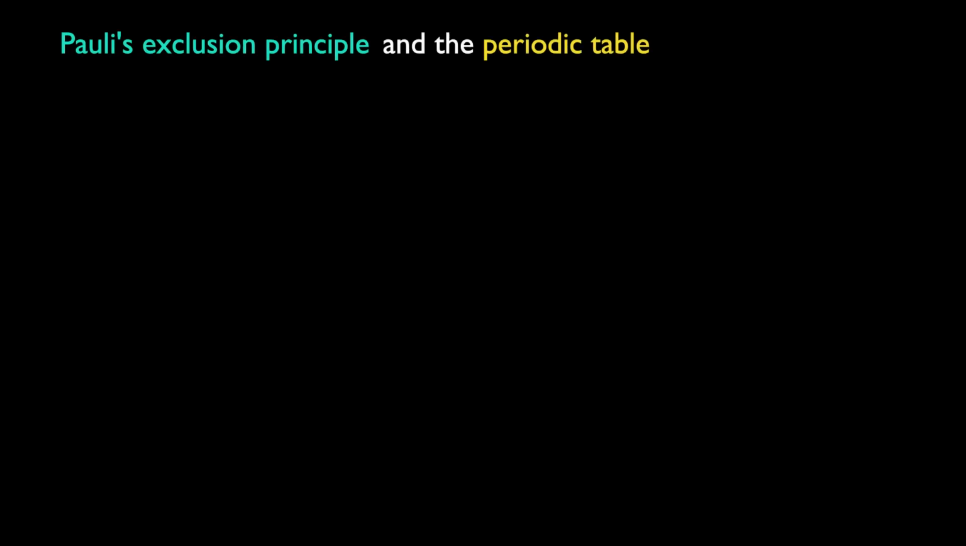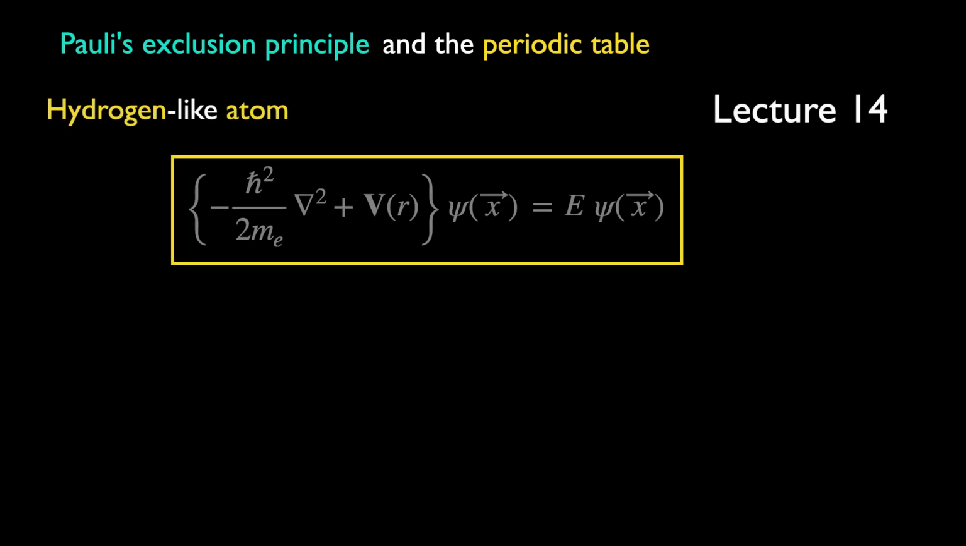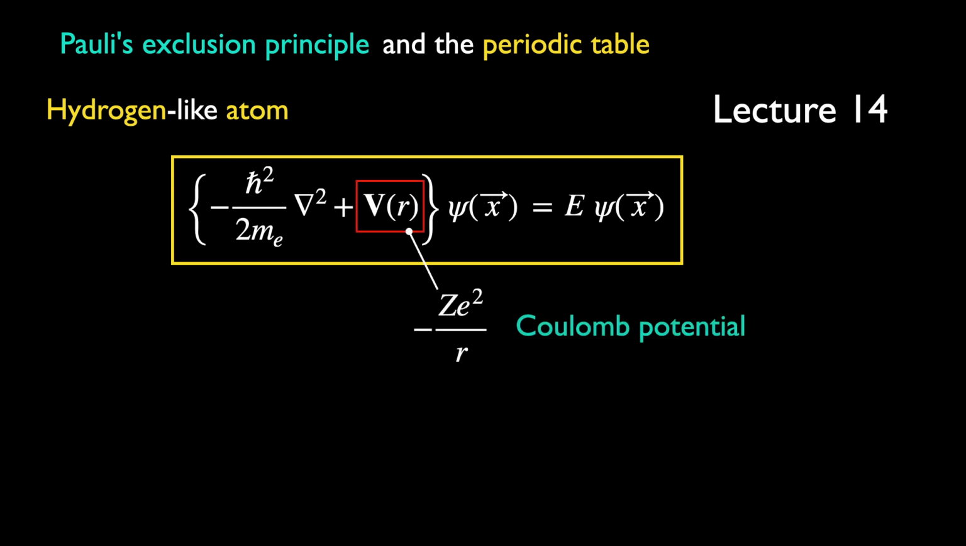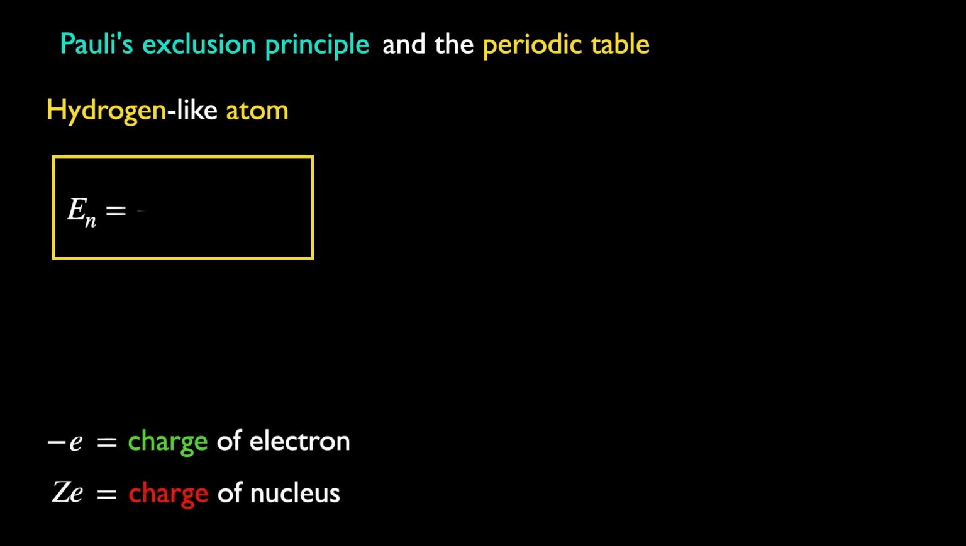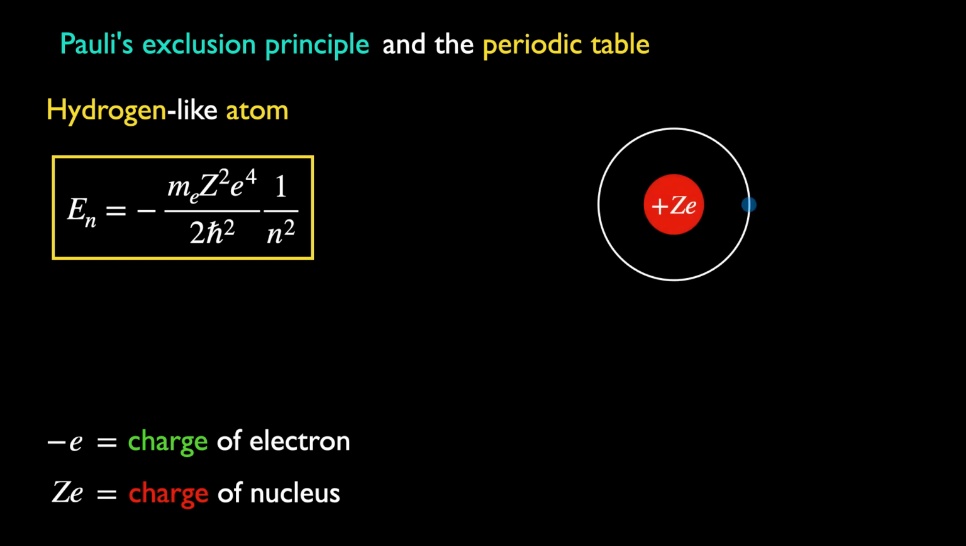Next, we move on to one of the greatest achievements of quantum mechanics in the early decades of the 20th century. This is the theoretical explanation for the periodic table of chemical elements. The key idea is Pauli's exclusion principle. We will also need the results from lecture 14 about the spectrum of the hydrogen atom. More accurately, we have an atom like hydrogen, except that it is highly ionized, with a nucleus with Z units of positive charge, paired with a single electron. We have derived the energy of this electron as given in the yellow box.